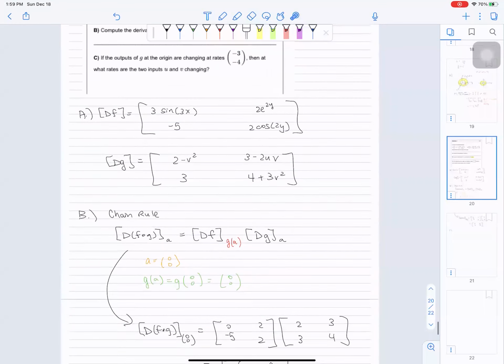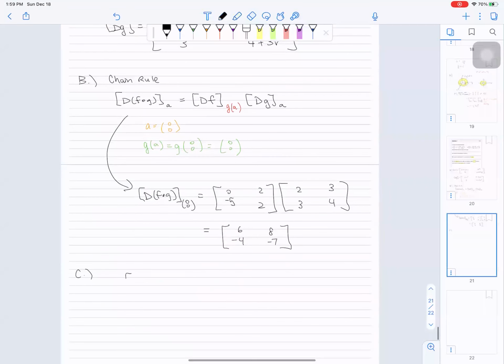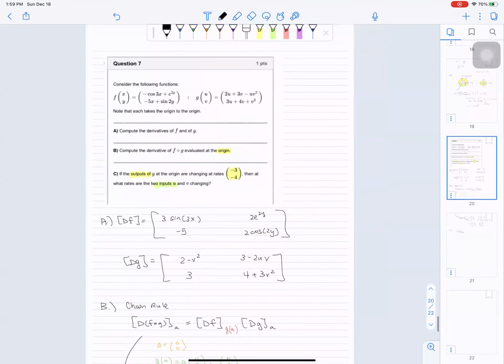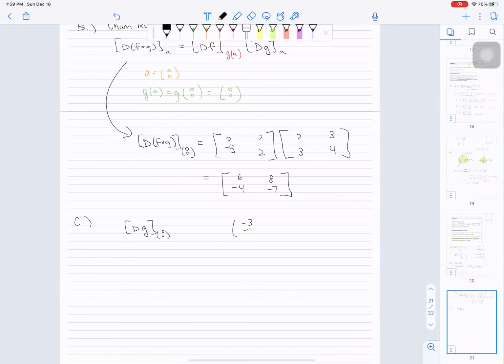Okay, part C: if the outputs of G at the origin are changing at rates -3, -4, then at what rates are the 2 inputs changing? Now they've given me the outputs and I want to find the inputs. So what does that sound like? That sounds like you have a derivative times the rate of change of inputs. The outputs are changing at -3, -4. So the derivative times some rate of change of inputs equals the rate of change of outputs.